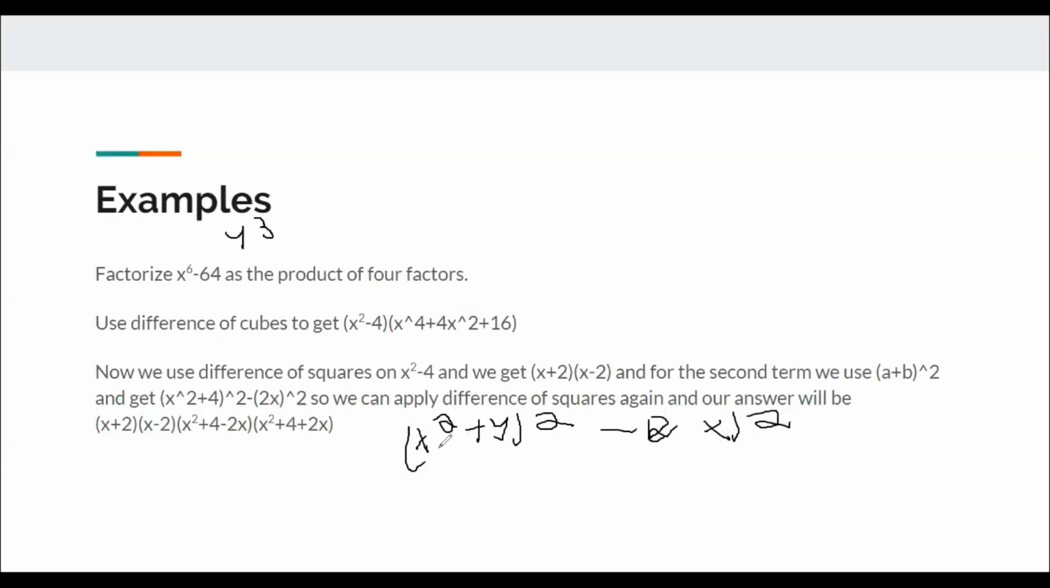And now you can use difference of squares, because you notice that this is a square and this is a square, because it's (2x) squared and this is (x squared plus 4) squared. So you can use difference of squares, and you're going to get x plus 2 into x minus 2 into x squared plus 4 minus 2x into x squared plus 4 plus 2x. So those are our answers. Those are the 4 factors.